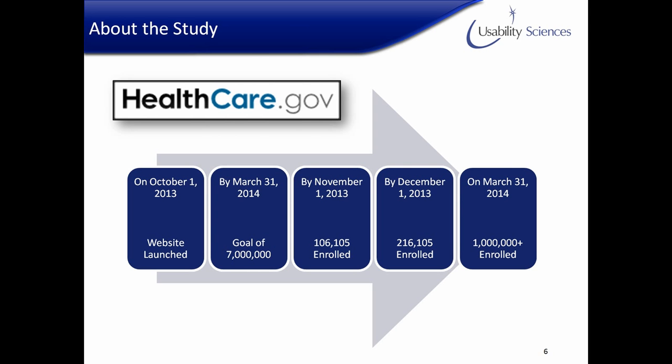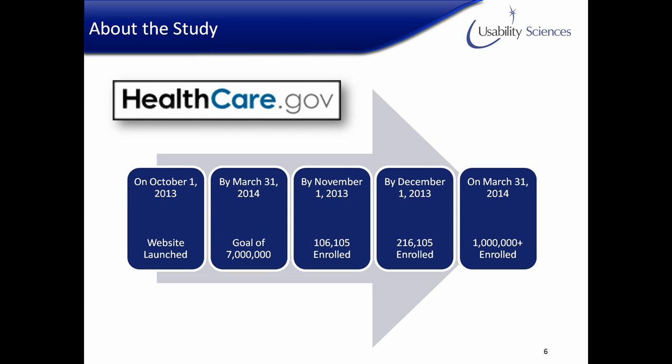At the end of the first month, on November 1st of 2013, 106,105 people had enrolled for health insurance. By the end of the second month, on December 1st of 2013, a total of a little over 216,000 people had enrolled for health insurance. So clearly they were a little bit behind target.